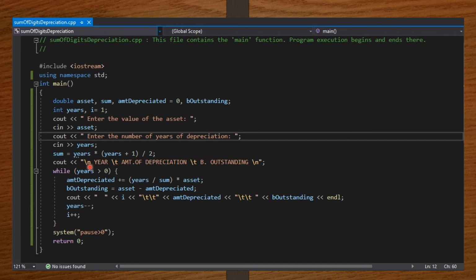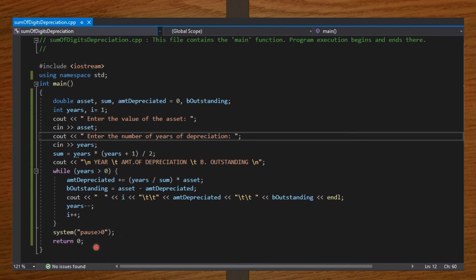Then I say while the years is greater than 0, the amount depreciation plus equals the years divided by the sum times the assets. So at the end of this while loop, we are going to have the balance outstanding to be 0, and then the number of years to be 1, because we have run from the actual number the user is going to enter until it becomes 1. That is the last year. So I end the code with system("pause") and then return 0. So let's run the code.